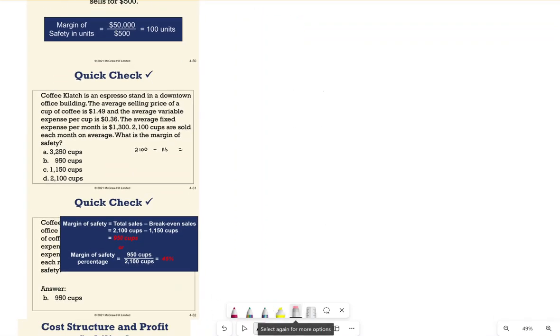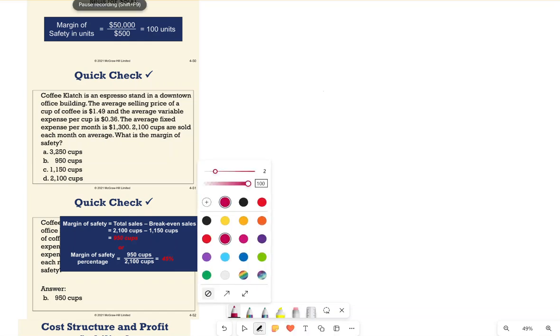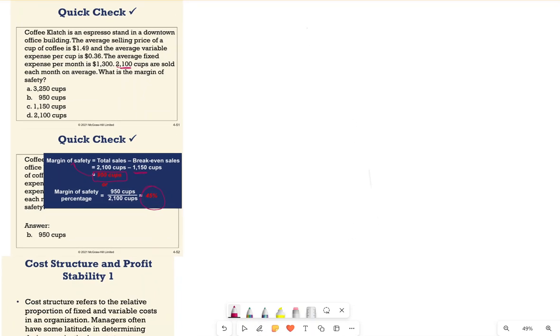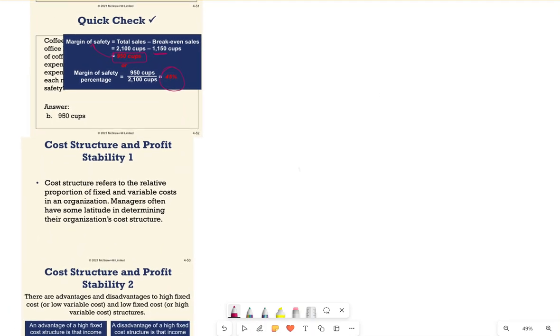Now let's see if you can calculate margin of safety in the question that we are working out. In this case, what is my total sales? My total sales are 2,100. My break-even sales, which we worked out previously, was 1,150. So my margin of safety will be 950. 950 divided by your actual sales of 2,100 will give you the percentage. So margin of safety can be shown in units, or can be shown in a percentage.